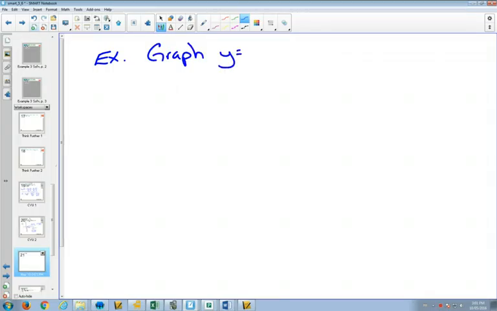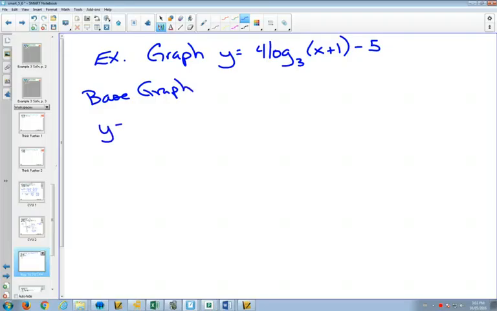We're going to graph 4 log base 3 of (x plus 1) minus 5. So in order to do this, you have to recognize what the parent graph is, or what the base graph is. What's your starting point? y equals log base 3 of x. That's my parent graph.